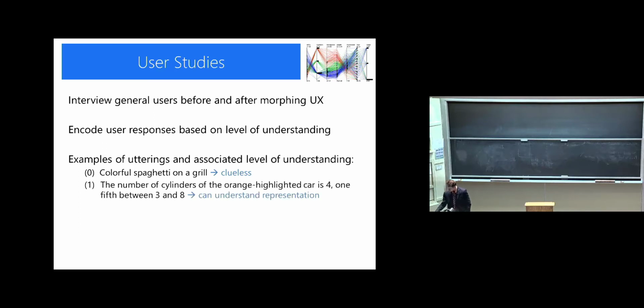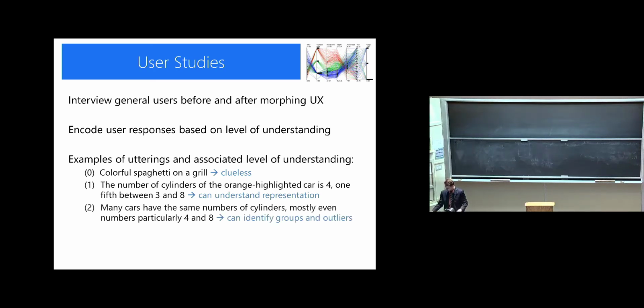And then, if he or she would say, the number of cylinders of the orange highlighted car is 4, which is between 3 and 6, then that person would understand the representation, right? They would understand, okay, this means something in numbers, below and above. So the visual representation is understood. Then the next step is when they would be able to see that there are cars that are sort of clumped together. Many of them have 8 cylinders, some of them have 6 and 4. Then they would be able to identify groups and outliers, right? Now they have actually reasoned with it. They saw there are some clusters of things.